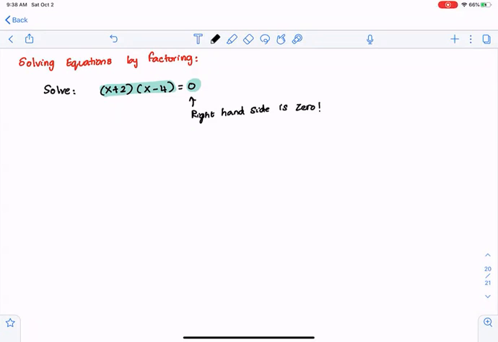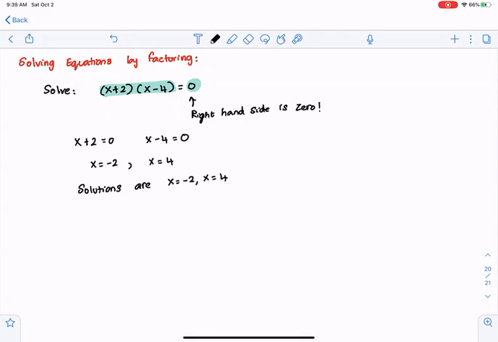Well, if x plus 2 times x minus 4 is equal to 0, then either x plus 2 is 0, or x minus 4 is 0, or both of them are 0. So if I set x plus 2 equals 0, x is equal to minus 2. If I set x minus 4 equals 0, x is equal to 4. So the solutions are x is equal to minus 2 and x is equal to 4.